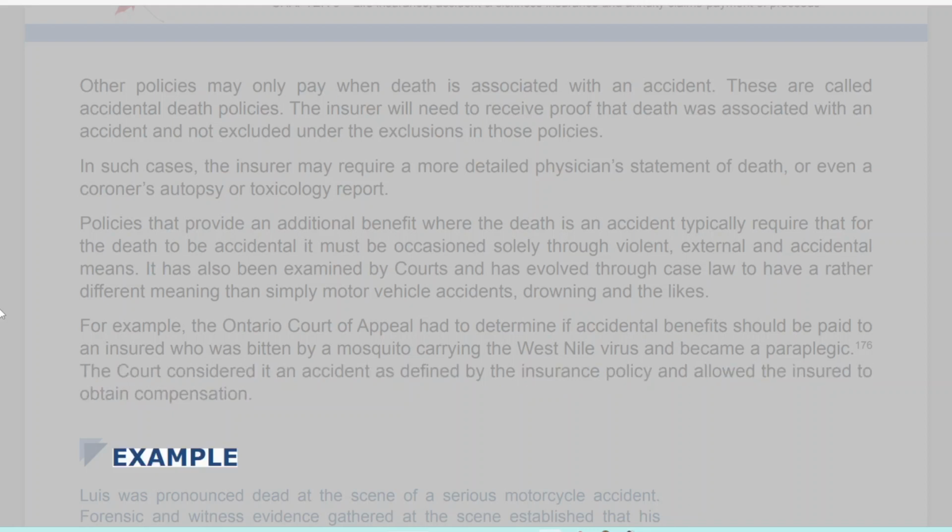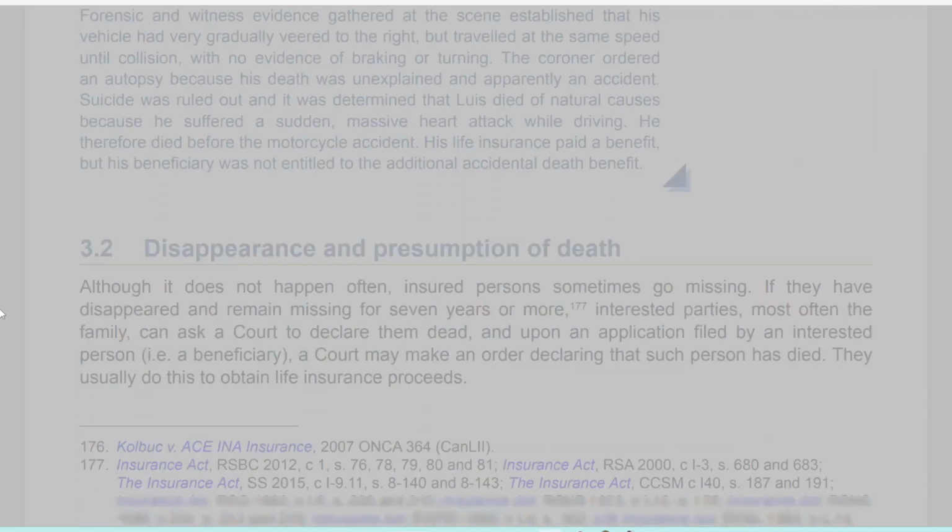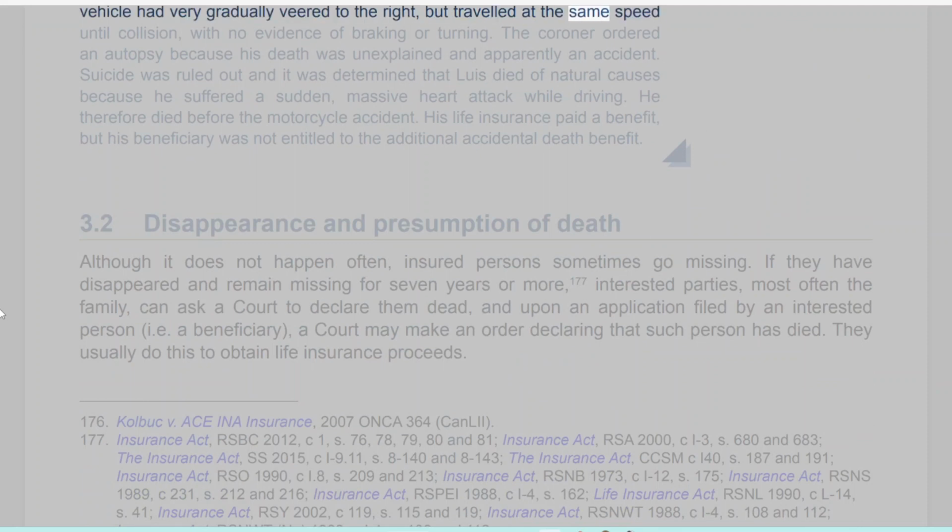Example: Lucie was pronounced dead at the scene of a serious motorcycle accident. Forensic and witness evidence gathered at the scene established that his vehicle had very gradually veered to the right, but traveled at the same speed until collision, with no evidence of braking or turning. The coroner ordered an autopsy because his death was unexplained and apparently an accident. Suicide was ruled out and it was determined that Lucie died of natural causes because he suffered a sudden, massive heart attack while driving. He therefore died before the motorcycle accident.